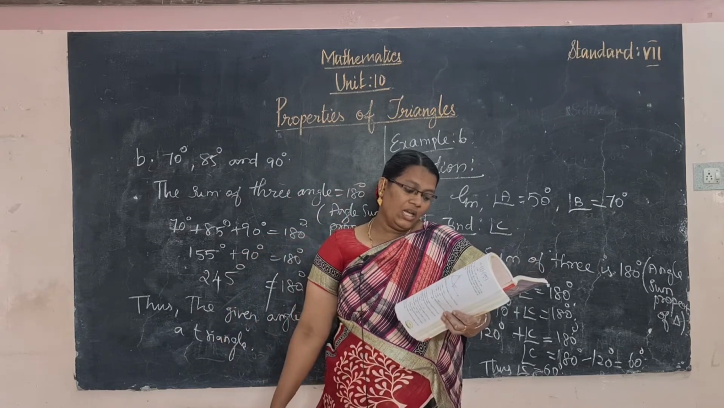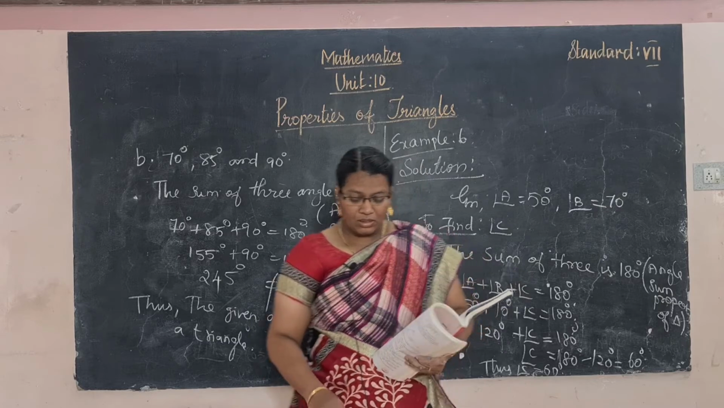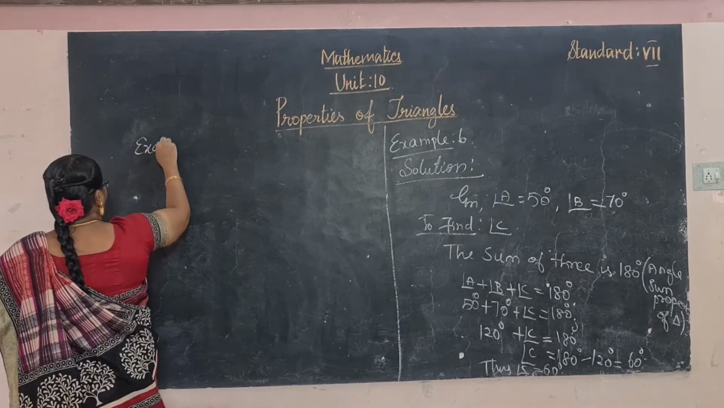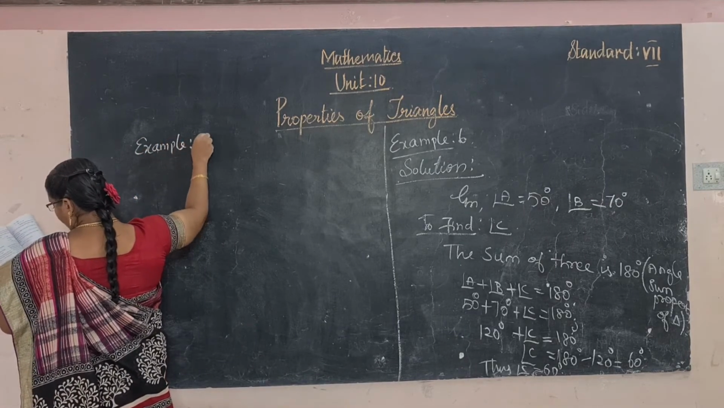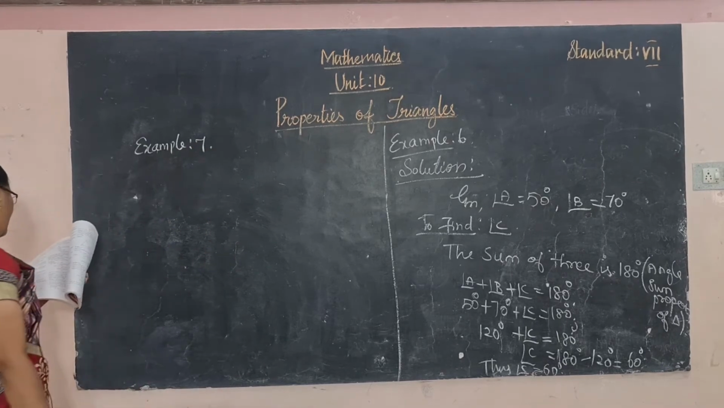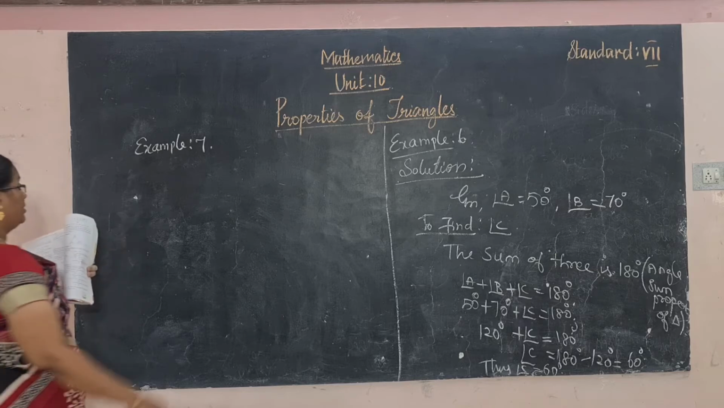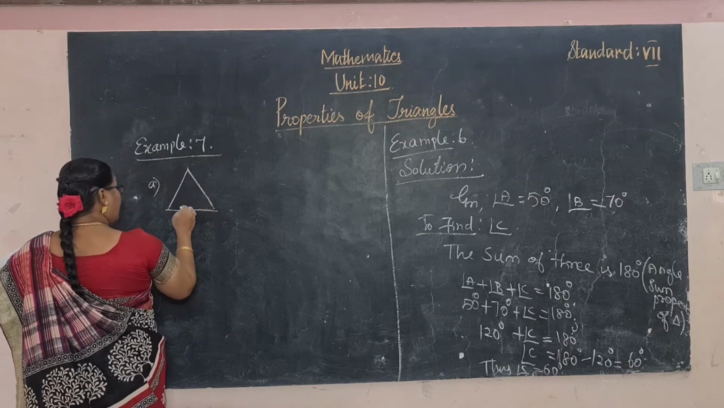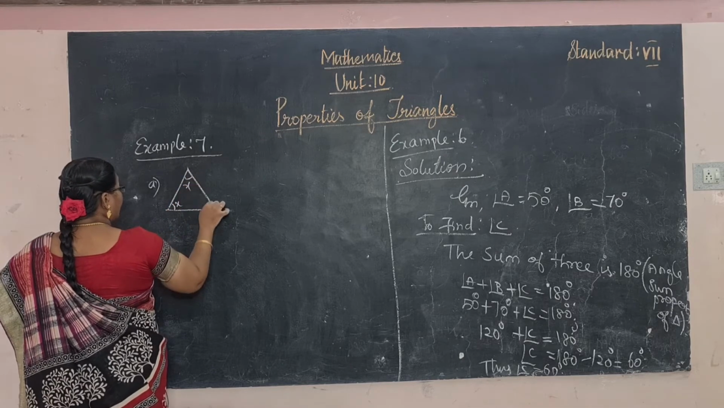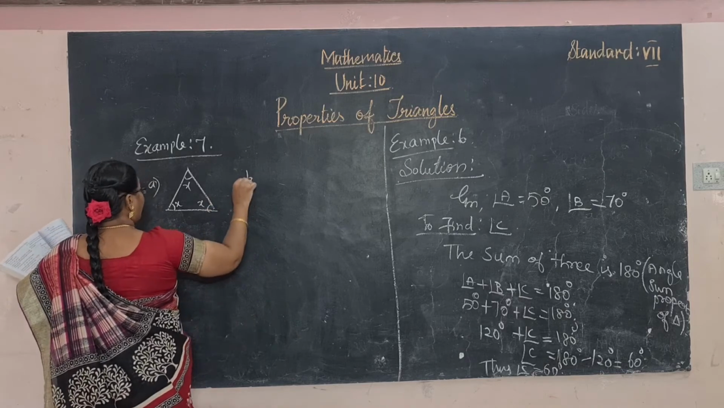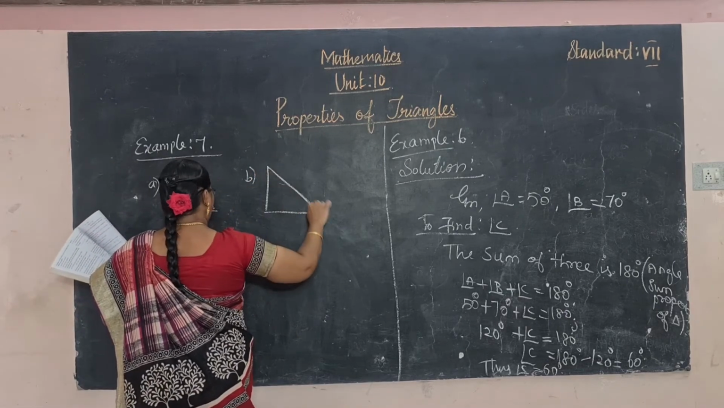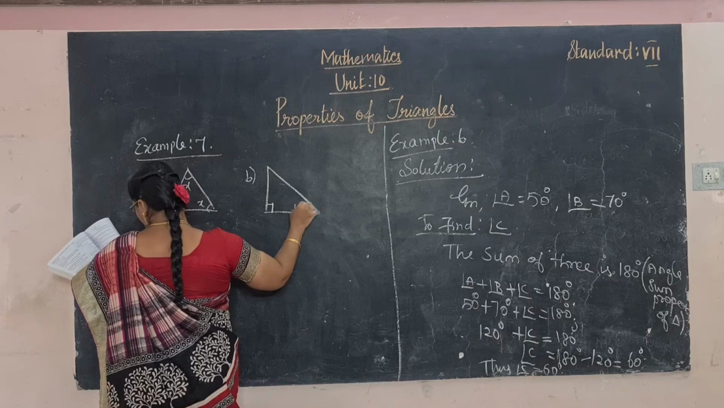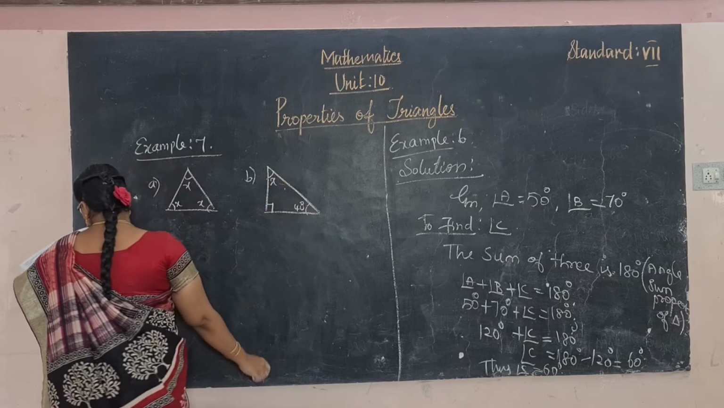Find the value of x in the triangles in the given figures. So here two triangles are given. Example 7. Find the value of x in the triangles in the given figures. The first triangle: here the angle values are given as x, x, x. And in the second triangle, one angle is 90 degree, another angle is 40 degree. You have to find out the x value.